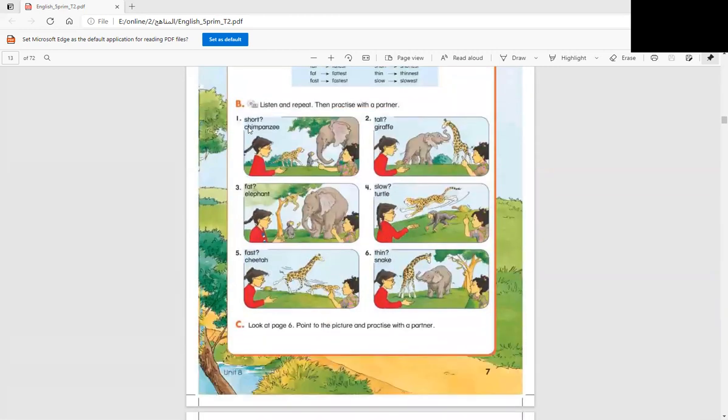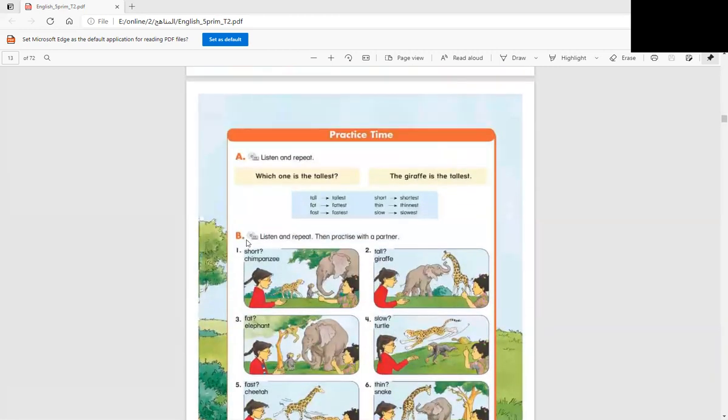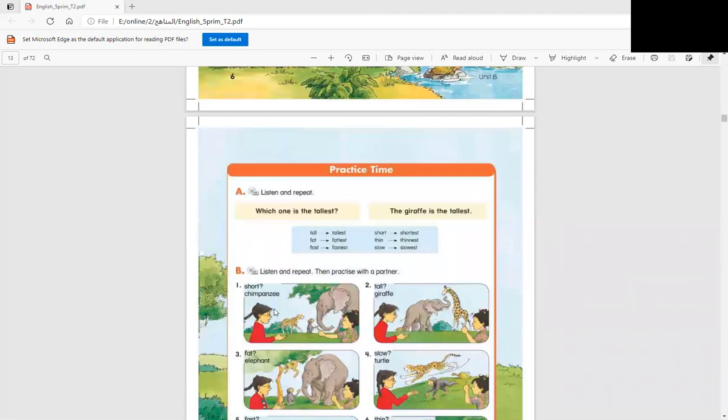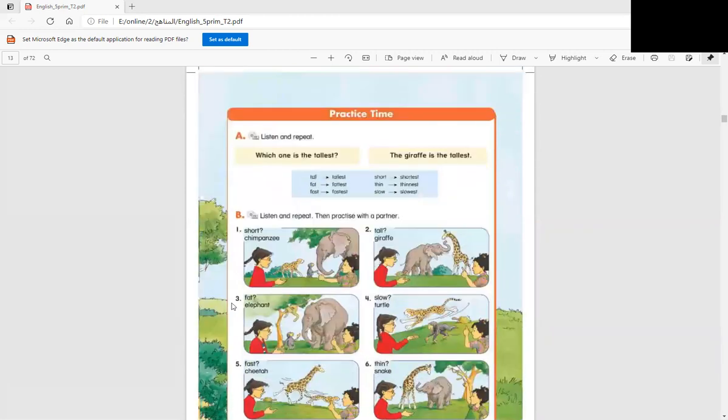Here, in this picture, which one is the shortest? The chimpanzee is the shortest. Which one is the tallest? The giraffe is the tallest. Which one is the slowest? The turtle is the slowest, okay?